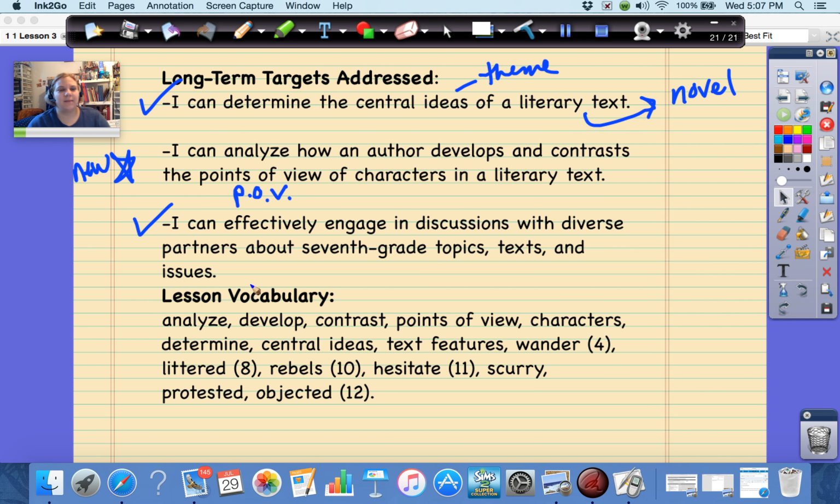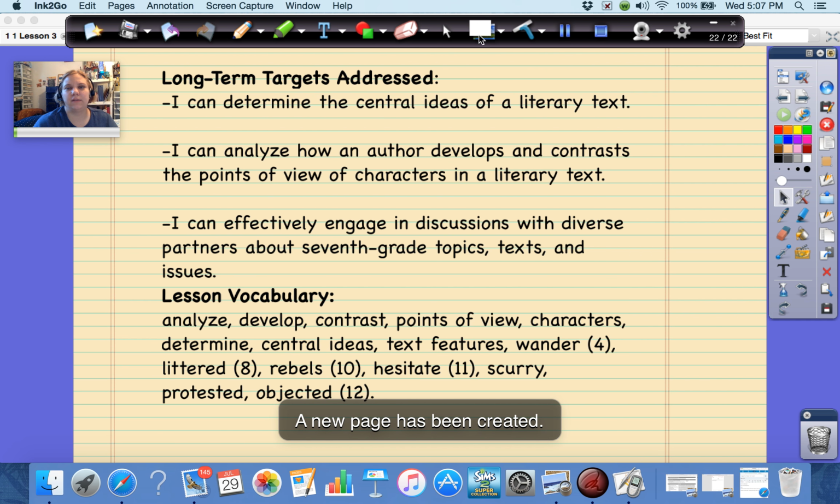Lesson vocabulary again: analyze, develop, contrast, point of view, characters, determine, central ideas, text features, and these are from the book: wander, littered, rebels, hesitate, scurry, protested, objected. These are the page numbers that you can find them on. Let's move on to the next slide.